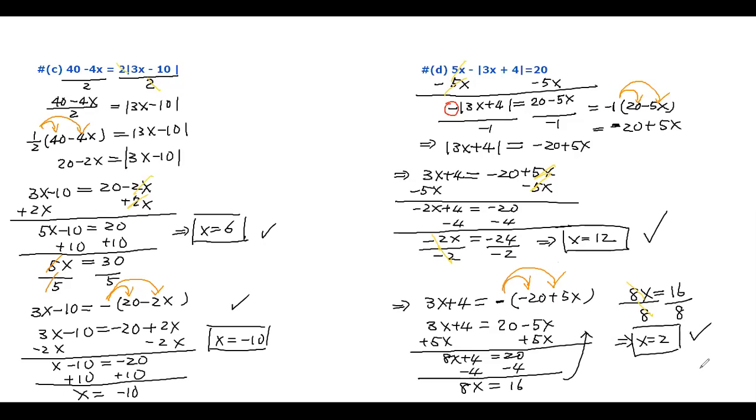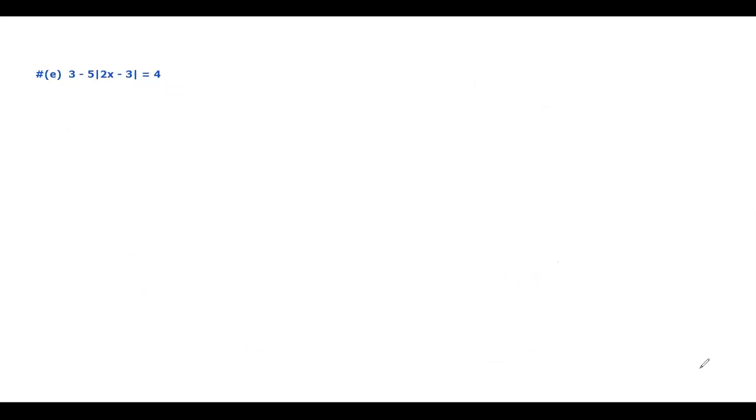Okay, let's try to do one last one here. Let's practice this one more time. So this is 3 minus 5 times the absolute value of 2x minus 3 equals 4. Remember, I want the absolute value just by itself. So let's do this: add 5 times the absolute value of 2x minus 3 to both sides.